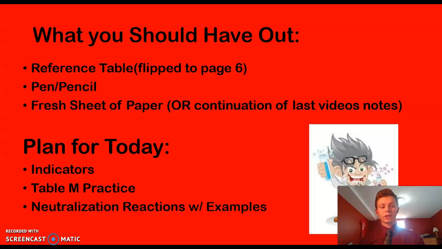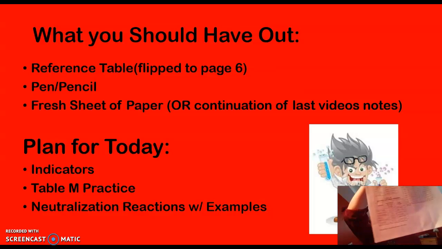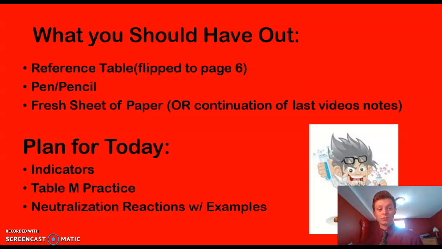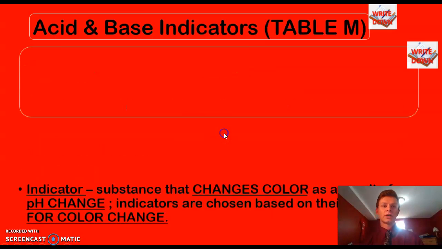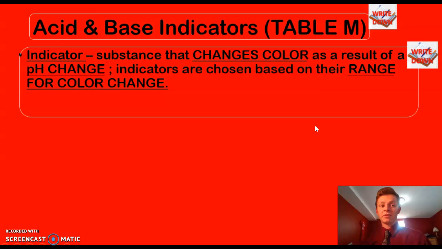So the plan for today: we're going to talk a little bit about indicators. We're going to talk Table M. If you don't have the reference table out, I have mine out, so get it out. You're going to need it. We're going to do some examples with Table M, and then we're going to talk neutralization reactions with some examples. So let's go. Acid and base indicators, so specifically Table M.